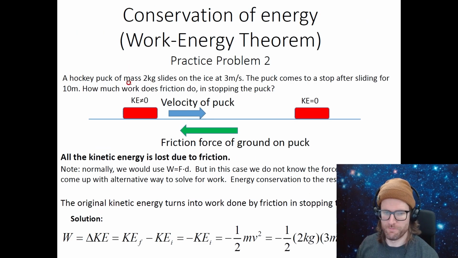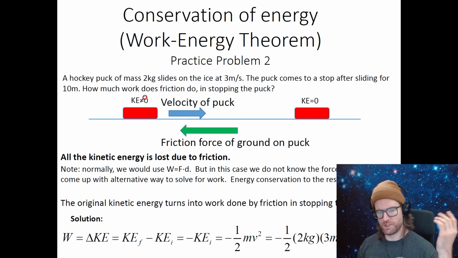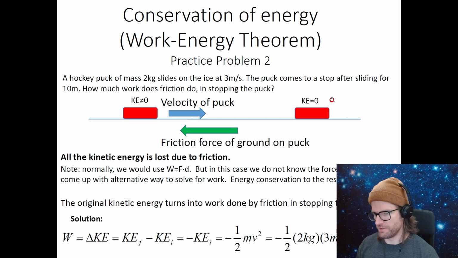Okay, here's another example. A hockey puck of mass 2 kilograms slides on the ice at 3 meters per second. The puck comes to a stop after sliding for 10 meters. How much work does friction do in stopping the puck? Okay, so all the kinetic energy is lost due to friction because it initially had kinetic energy and it has no kinetic energy at the end. So all of the energy was due to work due to friction.